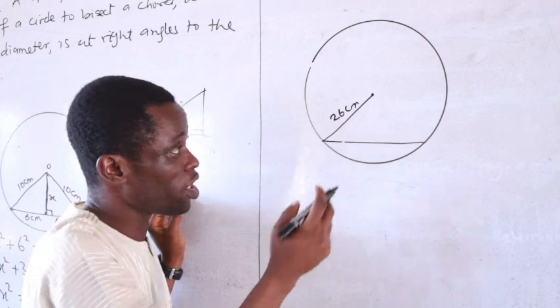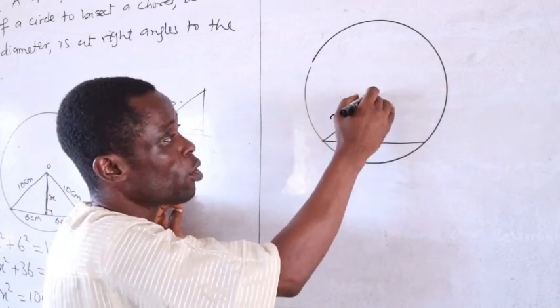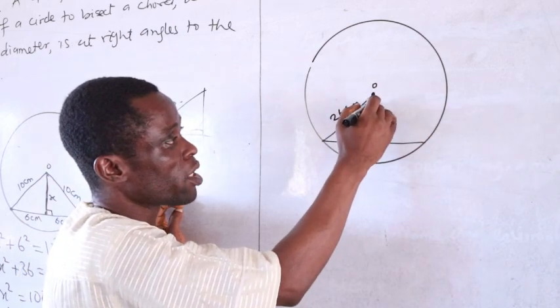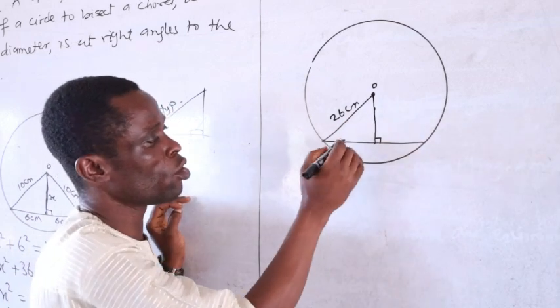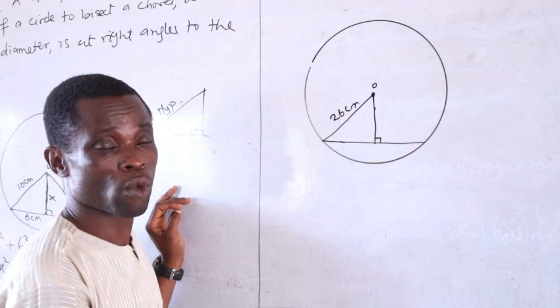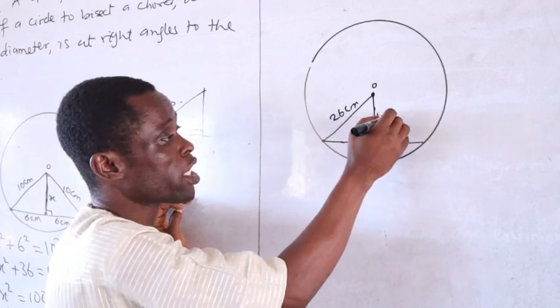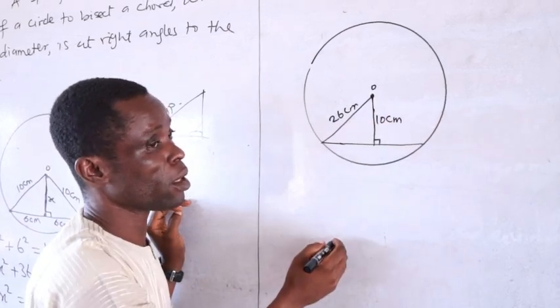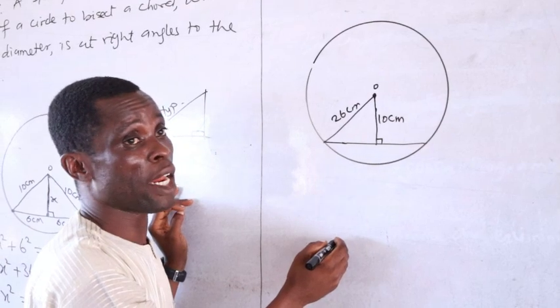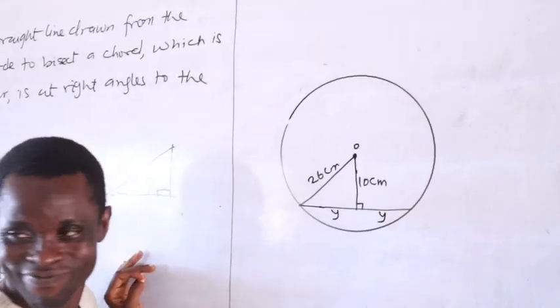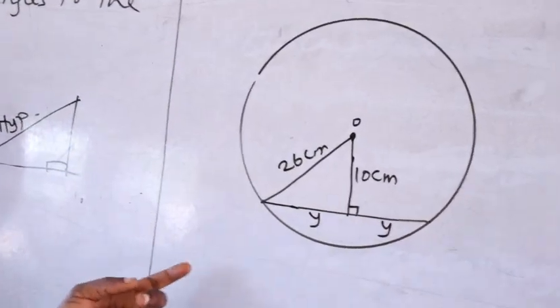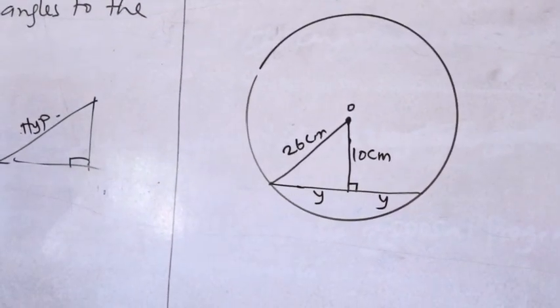There's no need to draw the second radius. Just leave it. But you must draw this line from the center, which is perpendicular to the chord. Okay. Do we have the length of that line? 10 centimeter. Now what are we now looking for? Length. Length of what? Of the chord. So I will call it Y, so that after getting Y, then I will now multiply by 2.